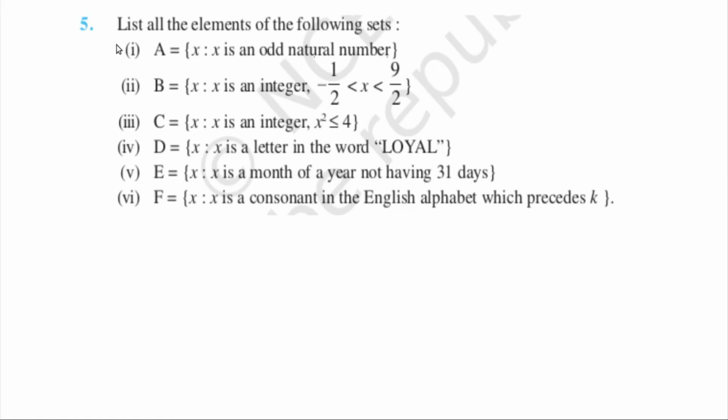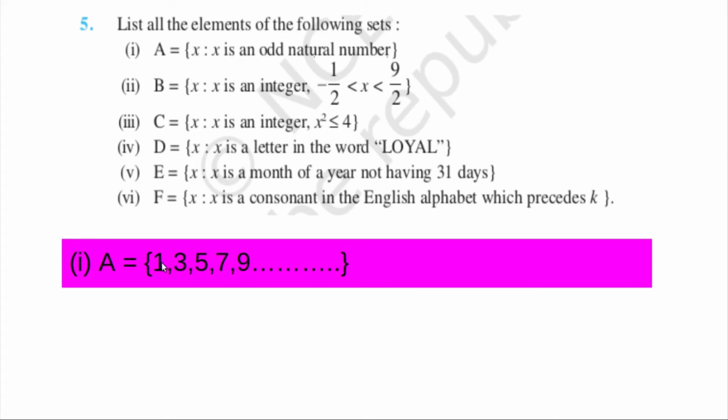Now the next question: list all the elements of the following sets. Here are 6 sets. We have to find all the elements in the following sets. All the sets are given in rule method or set builder method. We have to identify the elements in the set. The first question is A equal to the set of all x such that x is an odd natural number. We have to list all odd natural numbers. The first odd number is 1, 3, 5, 7 etc. Therefore A is equal to the set 1, 3, 5, 7, 9 etc.